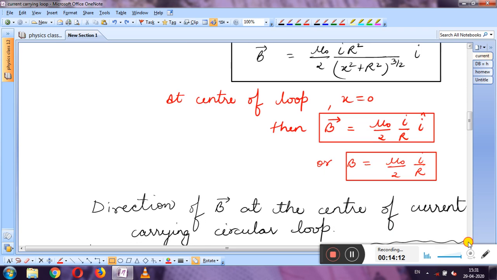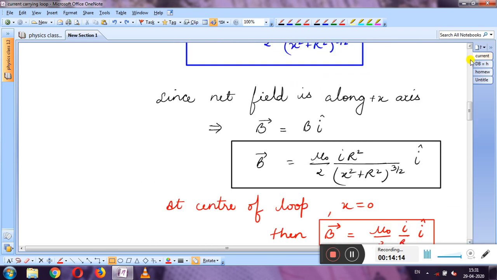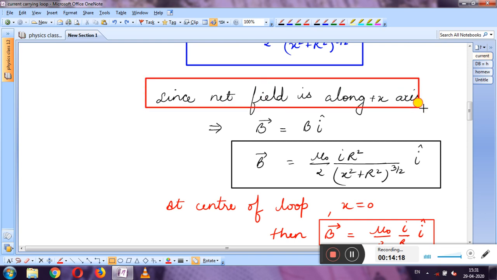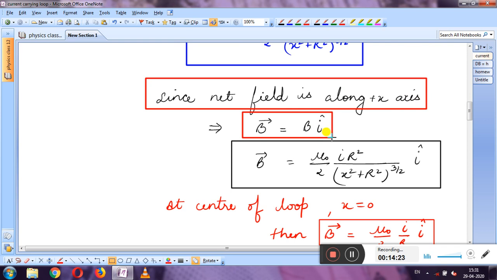Now after that children, you can see here, since the net magnetic field is along the x axis, we can also write in vector form that B vector will be equal to B i cap, because i cap is the unit vector along the x axis only. After this we have written the same formula again, but this time in vector form.